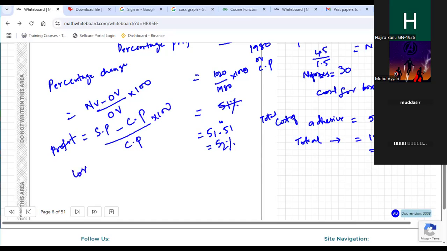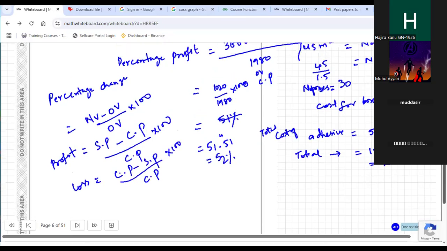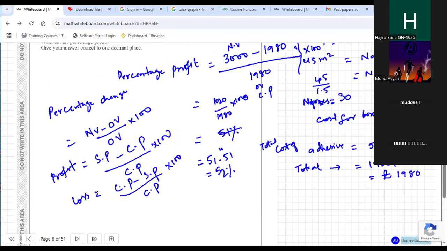If we talk about loss, in loss, what will happen? Cost price minus selling price, because cost price will be more, divided by cost price only, into 100. So here I have applied the same thing. For profit percentage, what he spent totally, I calculated by calculating each individual thing, like 30 boxes, 30 into 64 is 1,920.